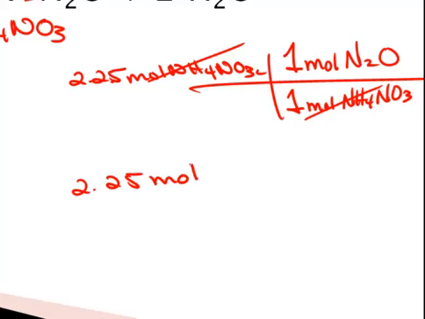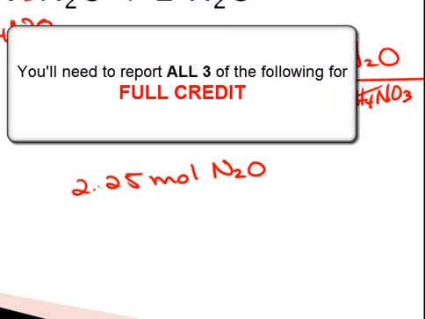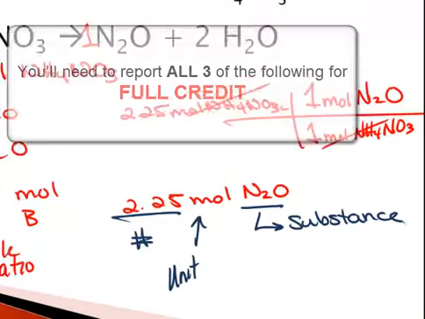2.25 moles of N2O. Notice I have 3 things. I have a number, I have my unit, and I have my substance. All 3 of these things are going to be important and are going to be needed when you report your answers.